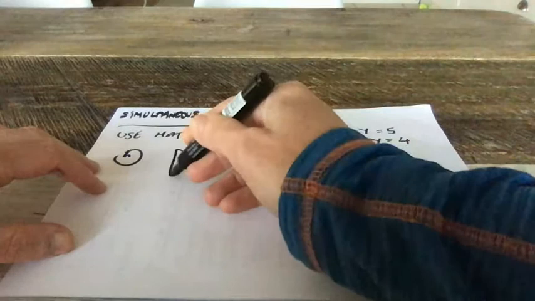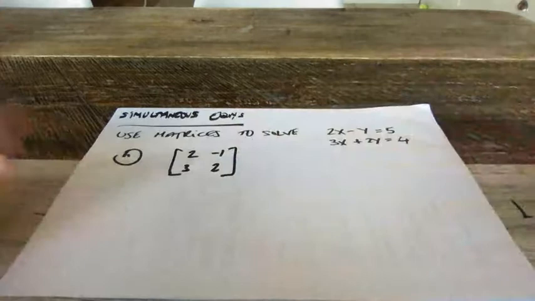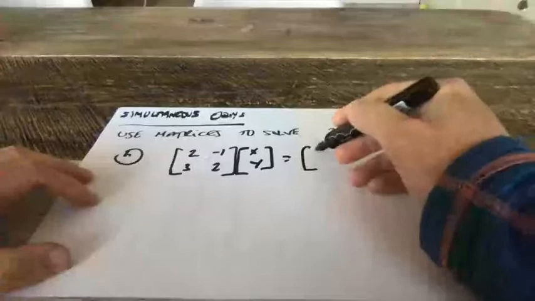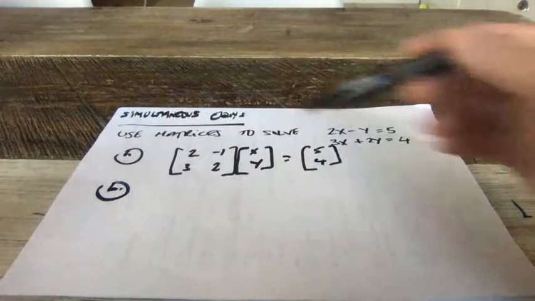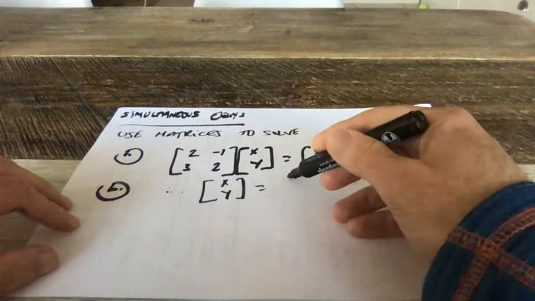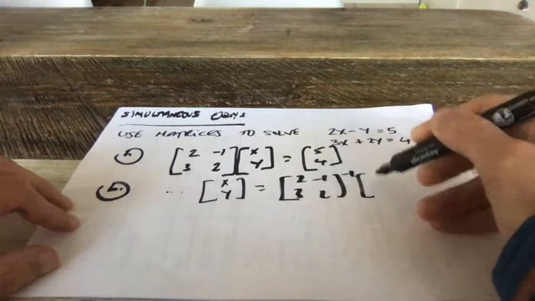So you write this as 2, minus 1, 3, and 2, because they're the numbers multiplying the x's and y's. You write the unknowns as a column, because that's the way matrix multiplication works, and there's no other reason. And then you write the right-hand side as a column. Step two is you bring this inverse over to the other side, because you want to find out what x and y are. So you multiply both sides with the inverse of the matrix, and on the left-hand side you just get the column, and on the right-hand side you get the inverse of 2, minus 1, 3, 2, times 5 and 4.